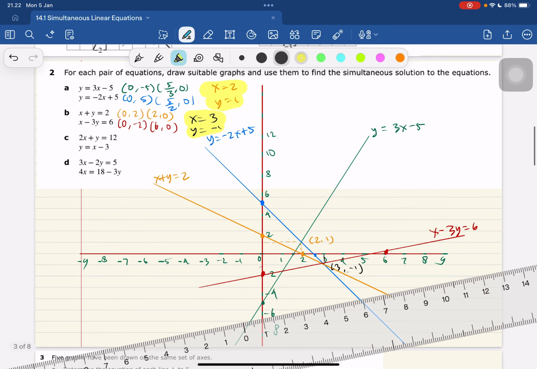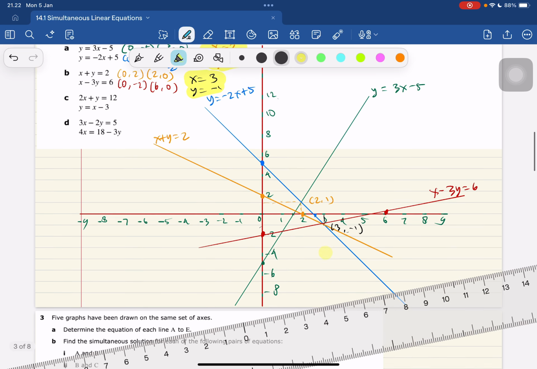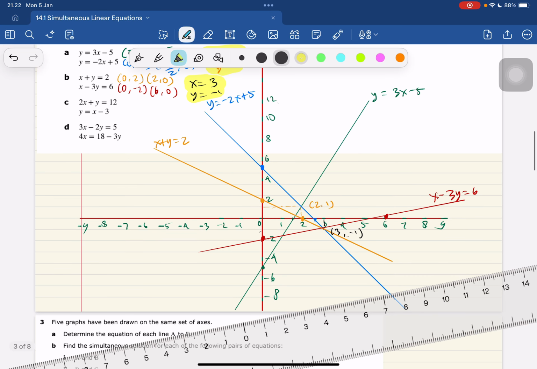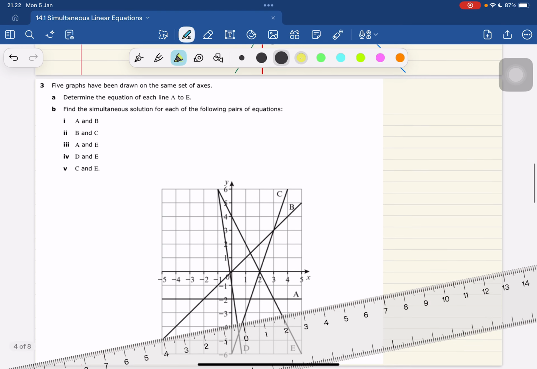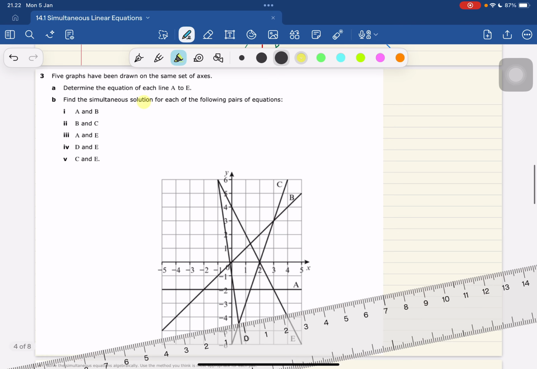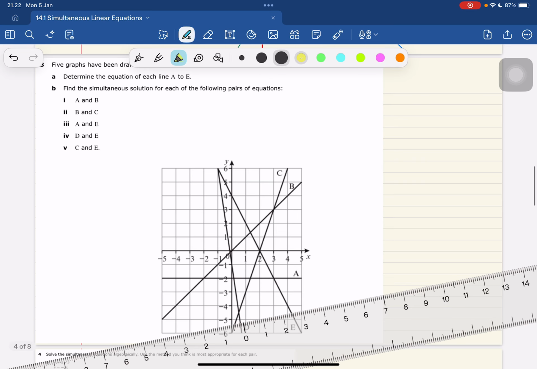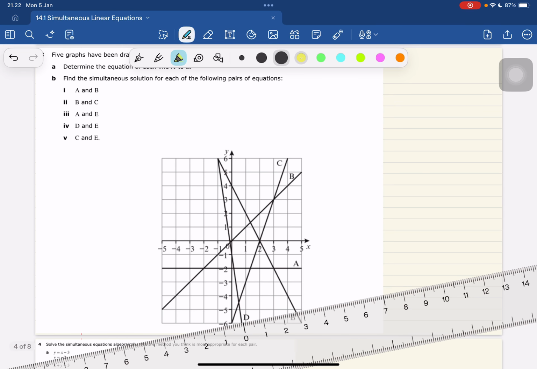Next, C and D, then you can give a try. I don't have a space to draw it. Okay, number 3. Five graphs have been drawn on the same set of axes. Determine the equation of each line A to E. Find the simultaneous solution for each.